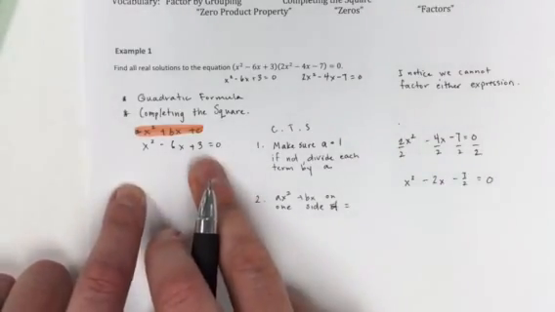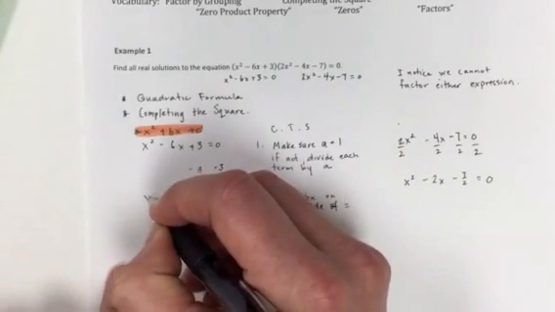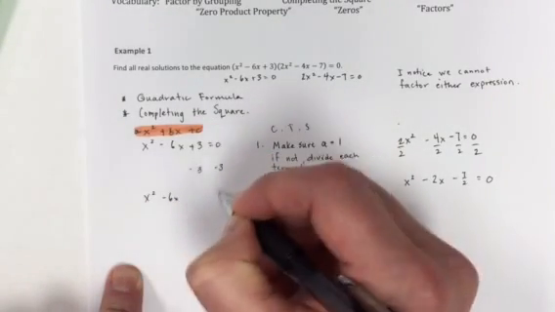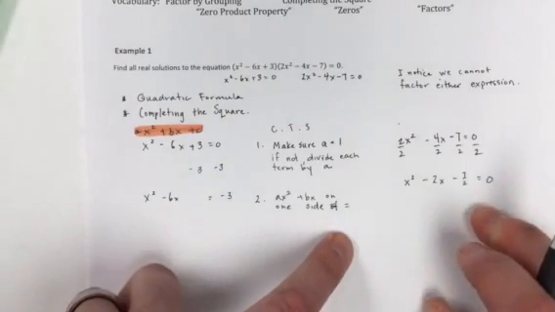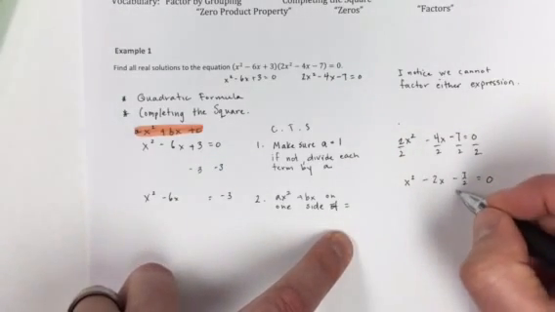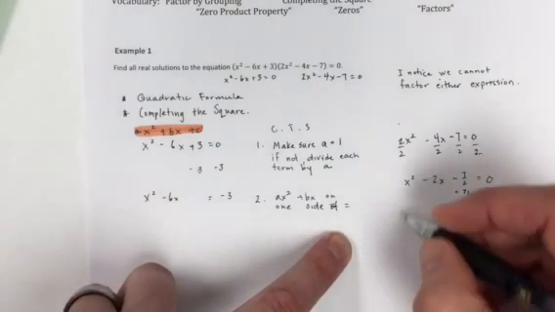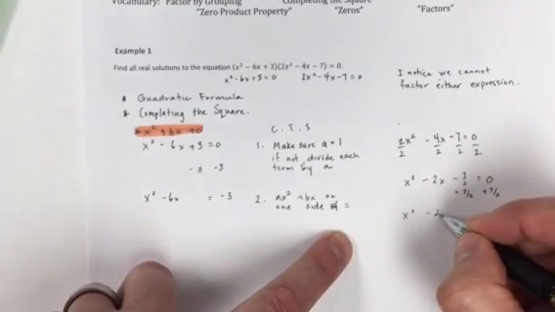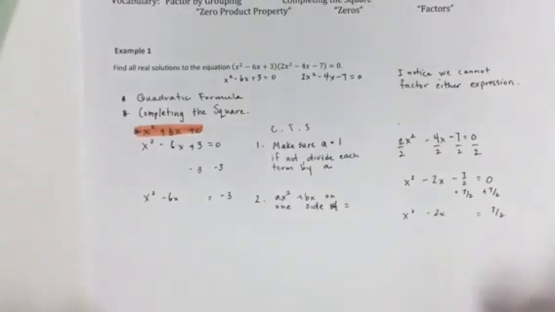And so for this scenario, I'm going to subtract 3, and I'm going to get x squared minus 6x equals negative 3. On the other problem, I'll have positive 7 halves, and so I get x squared minus 2x equals positive 7 halves.